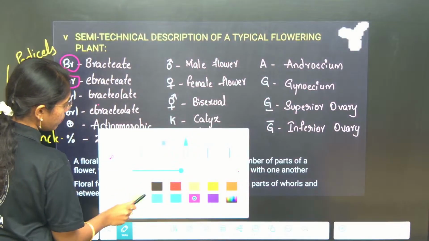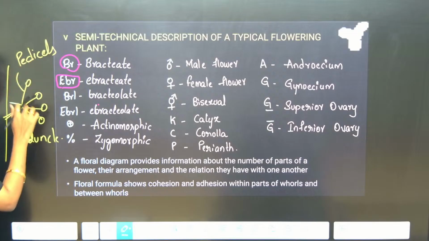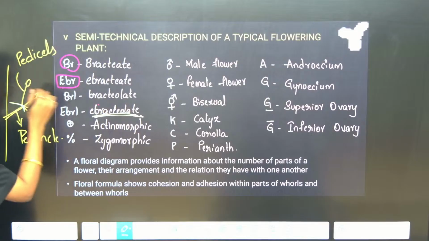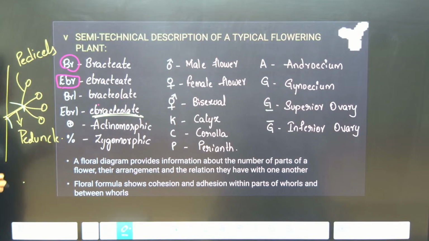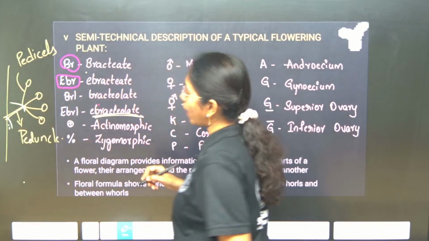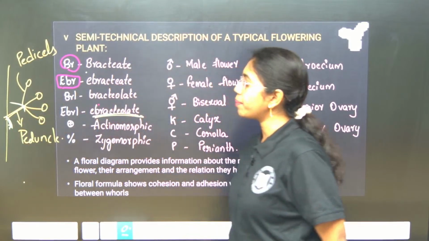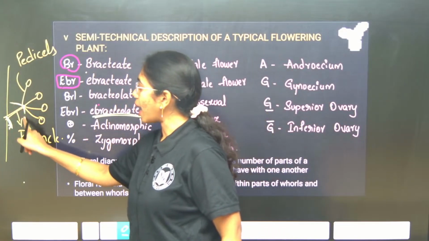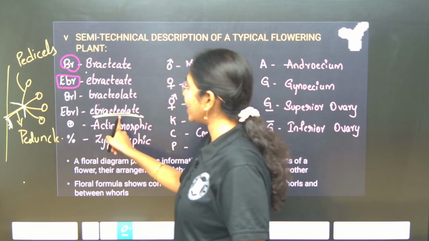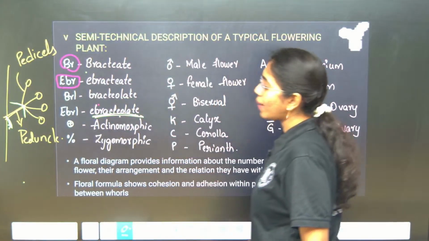Here you see the small bract-like structures which are present below the pedicels are called bracteolate, and small bract-like structures which are present at the peduncle region are called bracteate. If the bract is present, it is called bracteate. If the bract is absent at the peduncle region, it is called ebracteate. If the bracts are absent in the pedicel region, those are ebracteolate. If these bracts are present at the pedicel region, those are bracteolate.